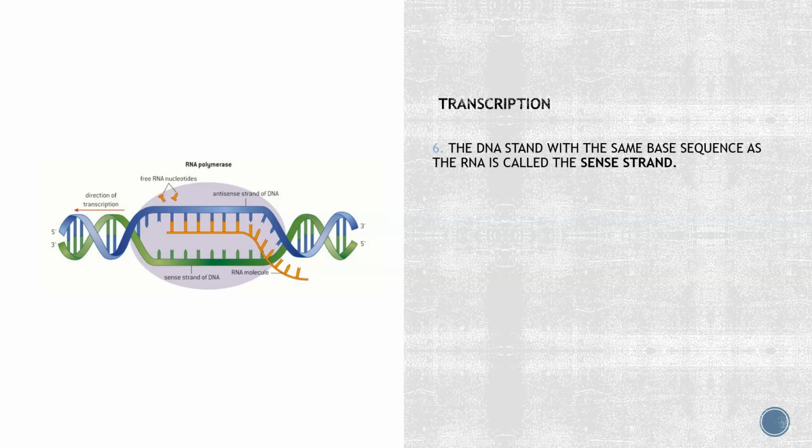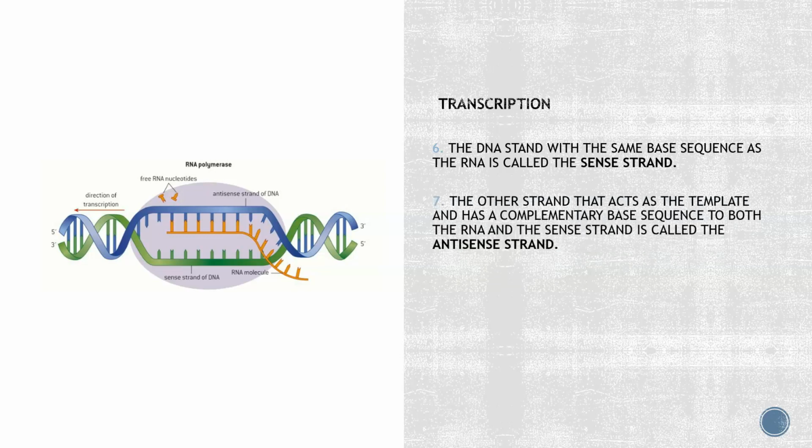Now, the DNA strand with the same base sequence as the mRNA, we call that the sense strand. The other strand, that acts as the template and has the complementary base sequence, the one that the mRNA is copied from, we call the antisense strand.